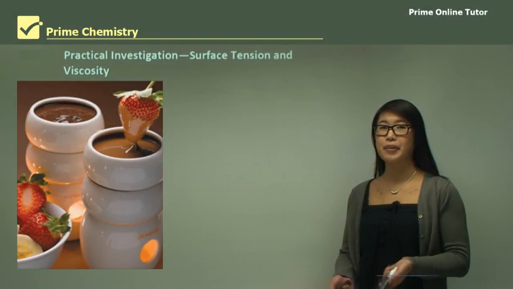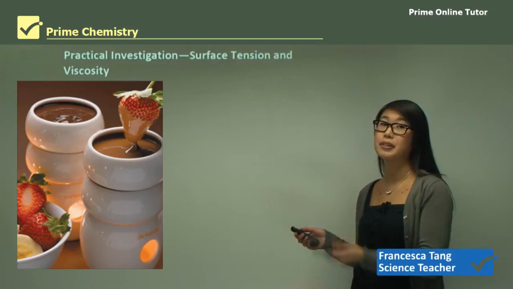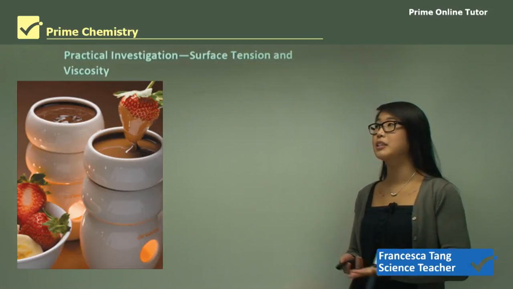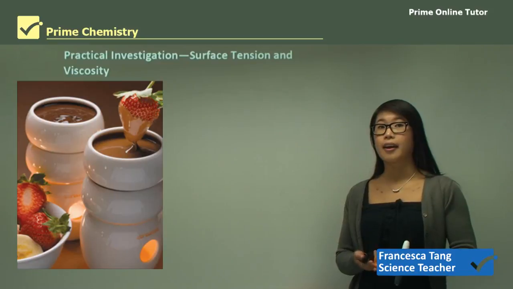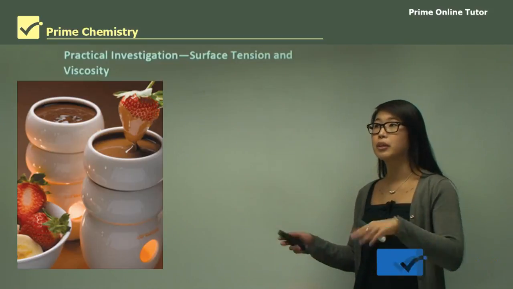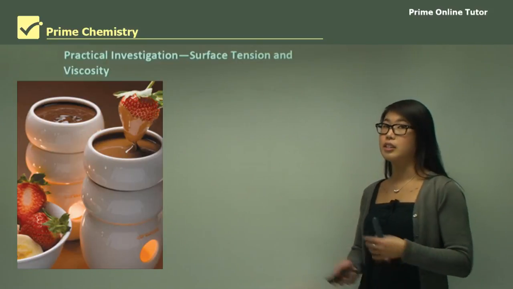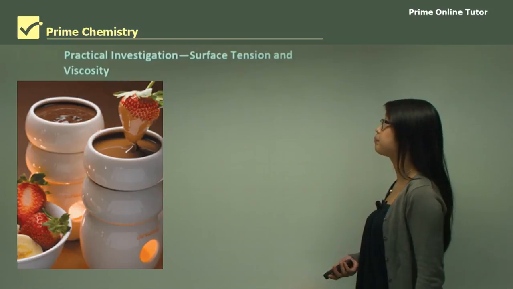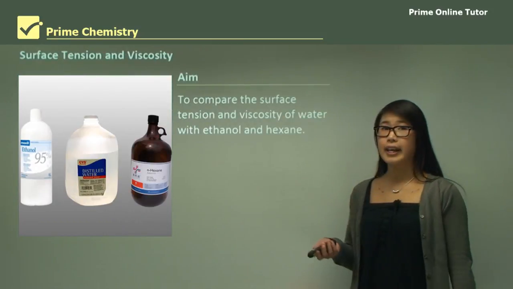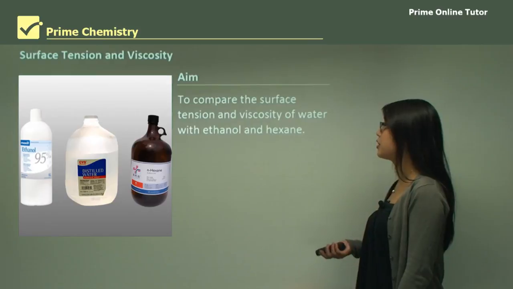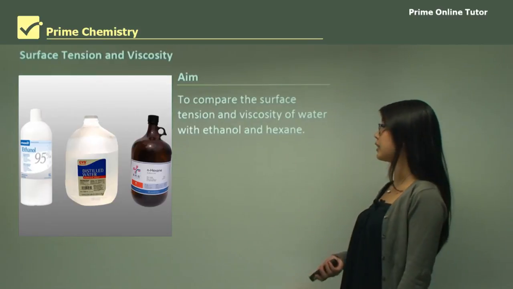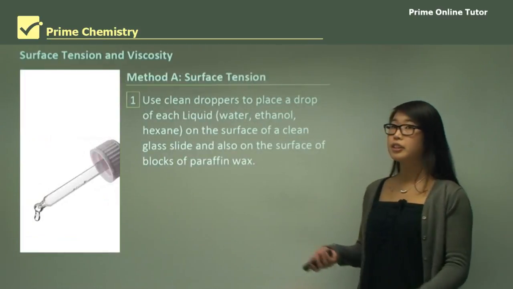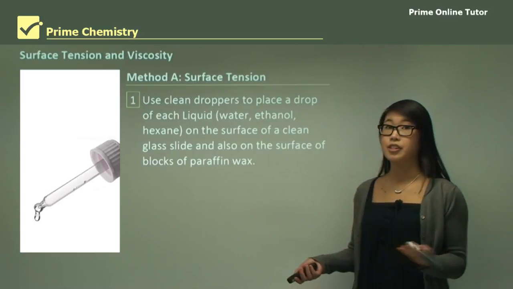Hi guys, in our previous lessons we were looking at the properties of water: adhesion, cohesion, viscosity and surface tension. Now we'll be looking at a practical investigation to see how it works in real life. The aim of today is to compare the surface tension and viscosity of water with ethanol and hexane, and to do this we'll be looking firstly at the surface tension.